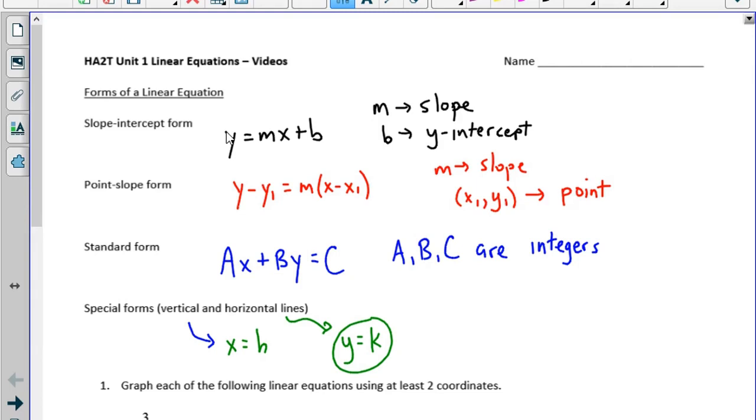However, a vertical line, x equals some number, can never be part of slope-intercept or point-slope form, because the slope of a vertical line is undefined. And so therefore, this form, x = h, can only be related to standard form.